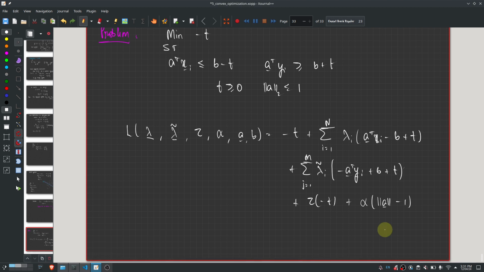So how do I get the Lagrange dual? I have to minimize this over all possible A, B and T. So there's another variable that I missed here, which is T. Correct? So let me do this in steps. Let me first minimize this over B and T. What kind of a function is it in terms of A, B and T?